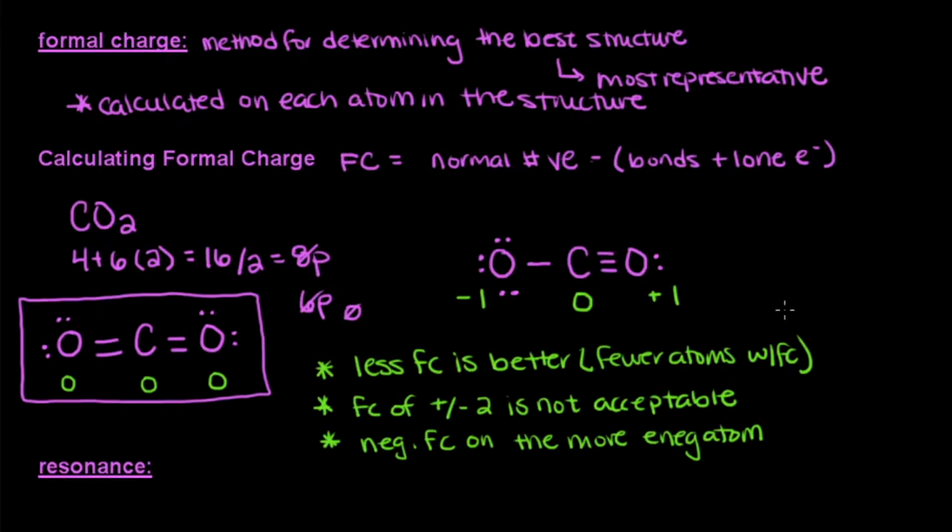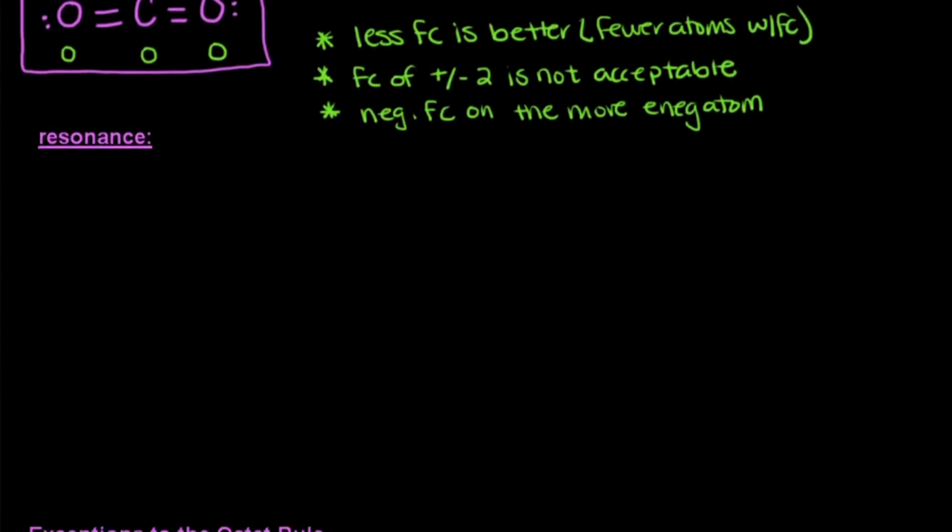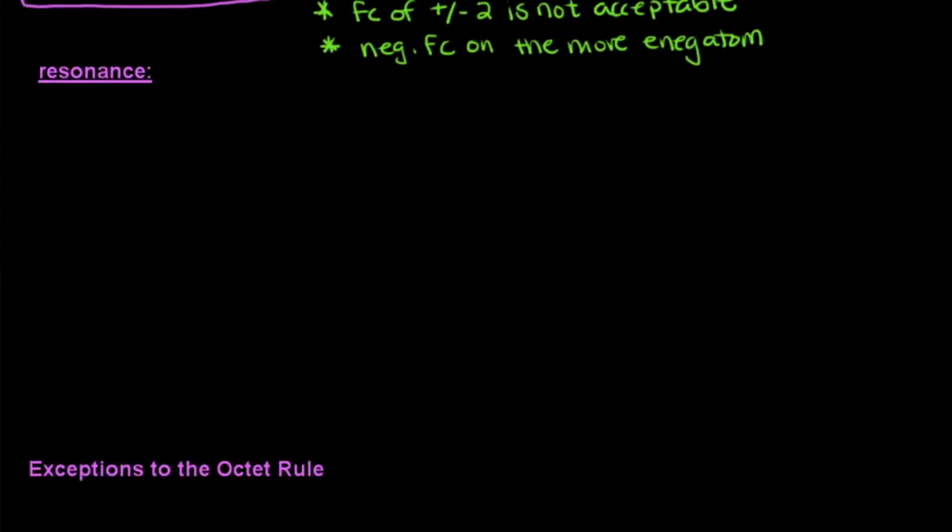Okay, so I'm going to scroll down and let's talk resonance. I'm not going to define resonance until we do an example. I think it's better to do an example first. Okay, let's draw the nitrate, NO3 1-. Let's draw the nitrate polyatomic ion.